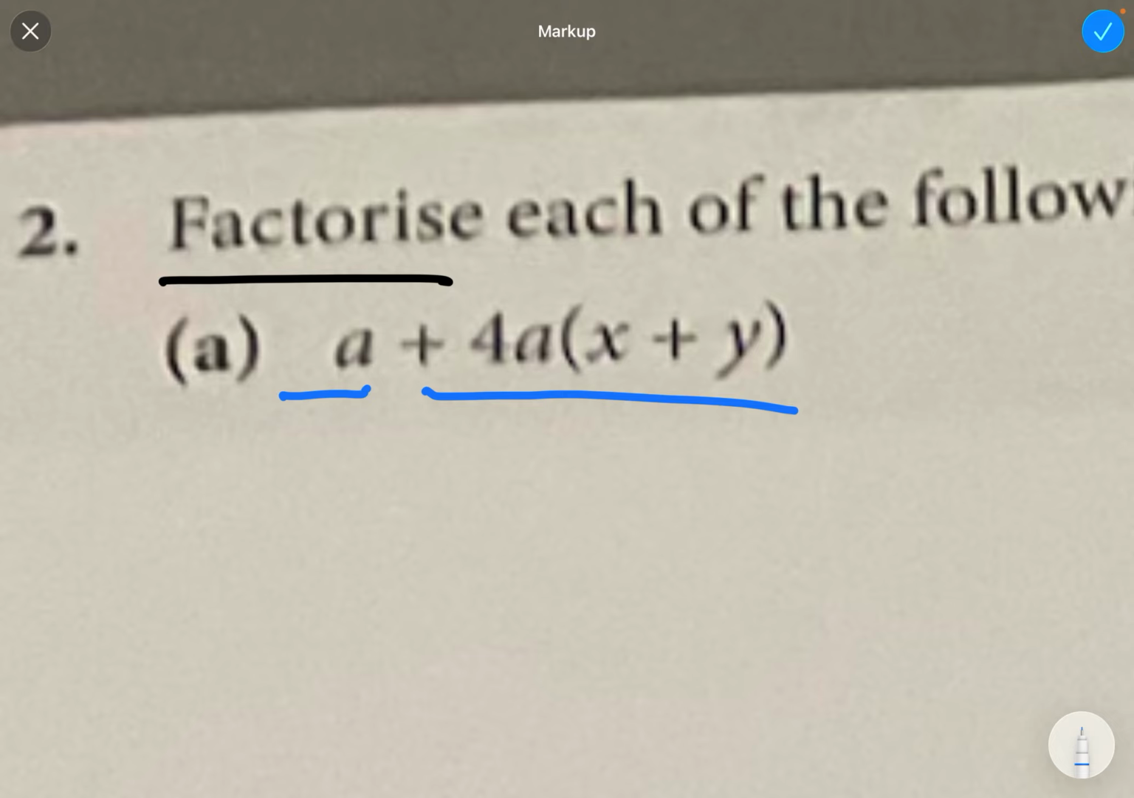Okay? With that, can you see there is a common factor? First term and second term. What is the common factor? Mia. A. Very good. A can be divided by A. 4A times bracket can also be divided by A. So A is the common factor.